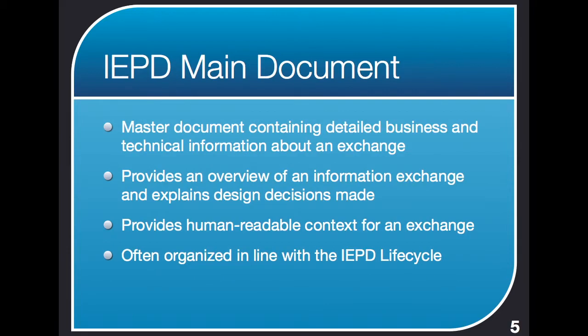A little more detail on these artifacts. The IEPD main document, that master document, contains detailed business and technical information about an exchange. It's kind of the main catch-all for information explaining what the exchange is about. It provides an overview of the exchange and explains design decisions made so that if you see something weird in there, hopefully there's an explanation as to why it looks weird, and hopefully it's a good one. Provides human readable context for an exchange. The exchange itself is just an XML document. We need human readable context so we understand what it is all about, what context does this exchange live within.